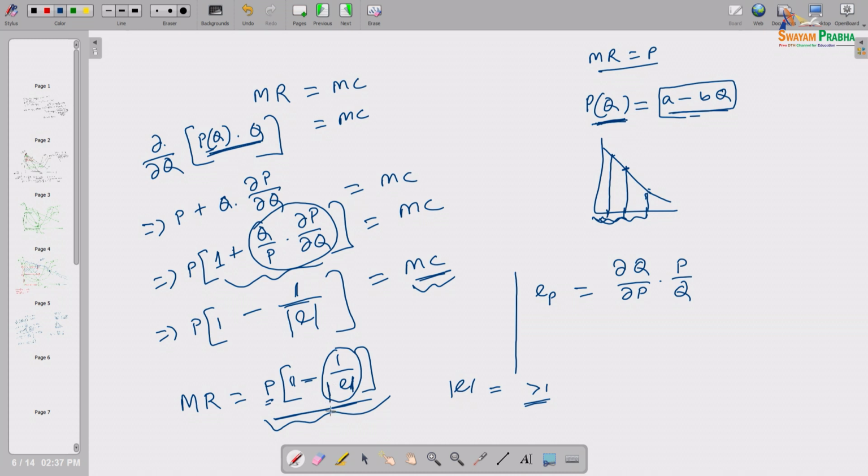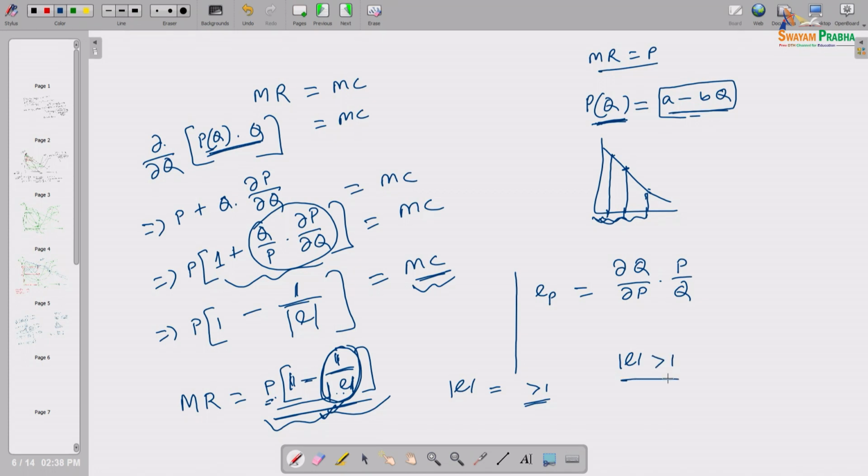If elasticity is less than 1, then what will happen? 1 by elasticity will be greater than 1, 1 minus that component will be negative, and price is something positive, so price into that will be negative. So, your MR will be negative and MC will be positive; they can't be equal, okay. And if elasticity is exactly 1, then this will be 1 by 1, 1 minus 1 will be 0, and it will be price into 0, as if your MC equals 0; unless your MC equals 0, that kind of condition will not be satisfied.